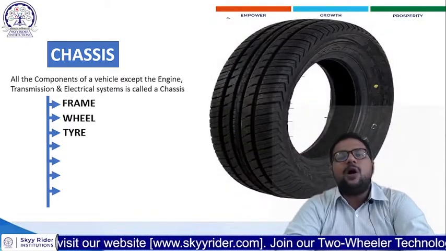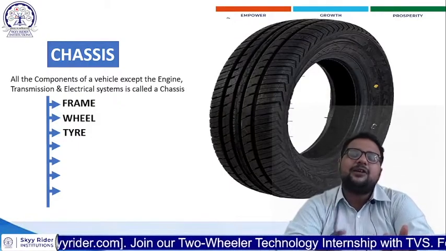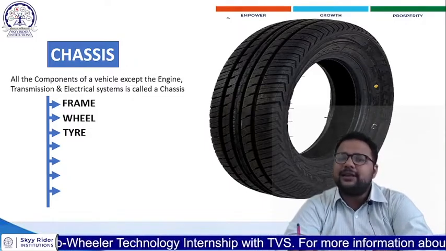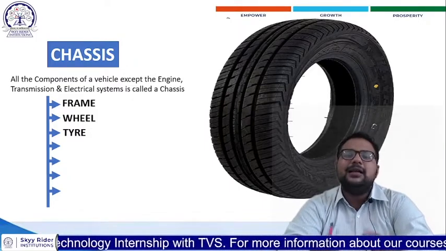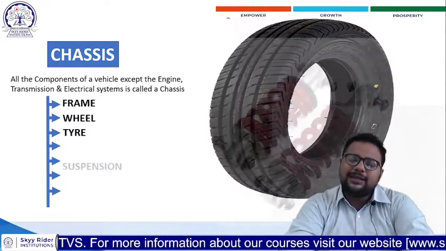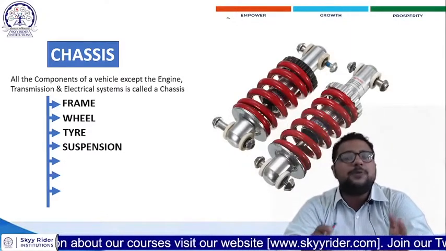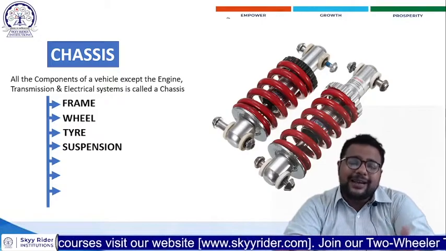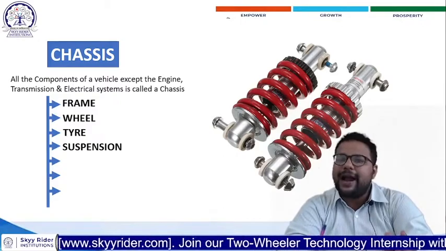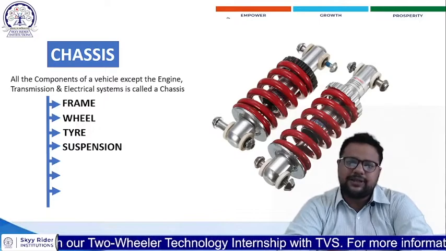The third is the tire. The tire is the component which is in direct contact with the road. So all the forces exchanged between the motorcycle and the ground, or the ground and the motorcycle, are transferred through the contact patch of the tire. The next component is suspension. The suspension system absorbs the energy, the reaction force that is coming from the ground, and makes the ride more comfortable for the rider. That's why a suspension system is much needed in a motorcycle.